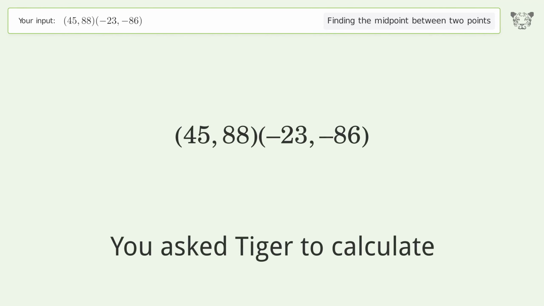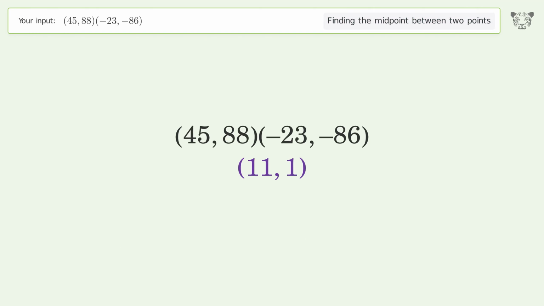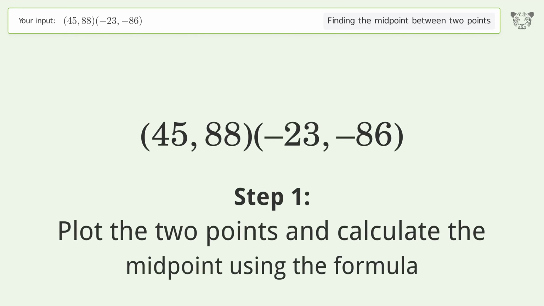You ask Tiger to calculate. This deals with finding the midpoint between 2 points. The midpoint between the 2 points is 11,1. Let's solve it step by step. Plot the 2 points and calculate the midpoint using the formula.